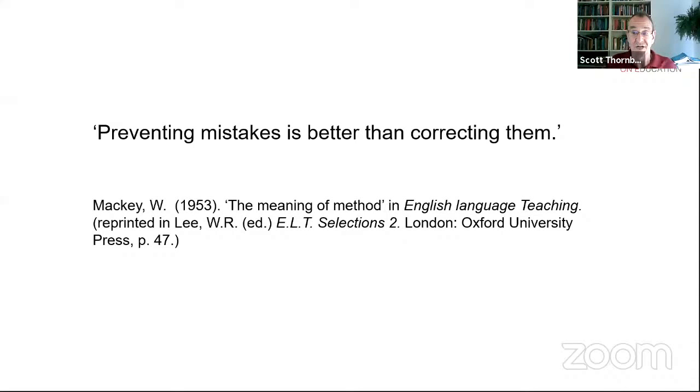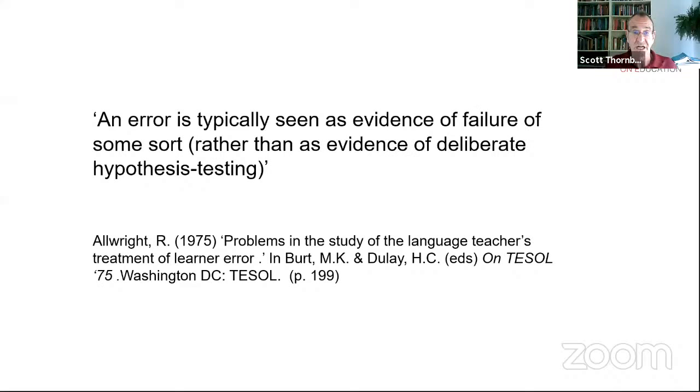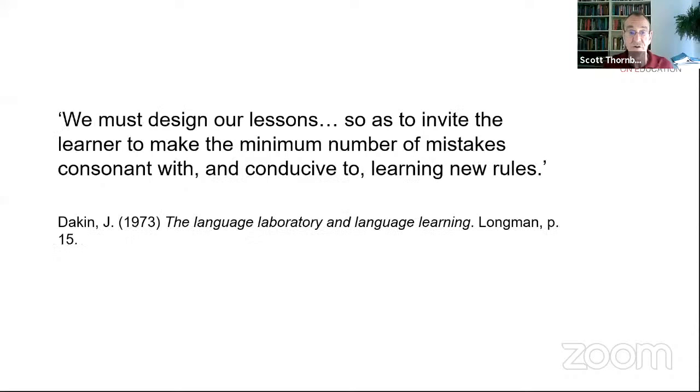I was trained as a teacher trainer a little bit after 1953, but that was certainly the prevalent attitude. We should not let students make mistakes because somehow the mistakes would infect each other. Yeah. And it was a great relief early in my career when people started saying, well, actually, errors are not evidence of failure. They're evidence of hypothesis testing. Yeah. So Dick Allwright said, in 1975, the beginning of the communicative approach, we should see errors as positive, not evidence of failure, as it was typically viewed, but evidence of students testing hypotheses, trial and error, and this was a good thing.